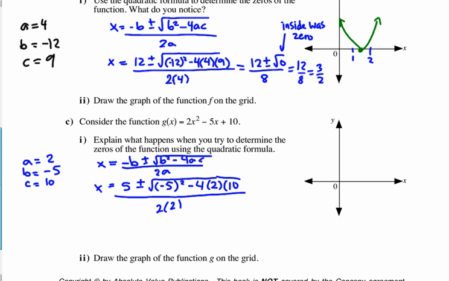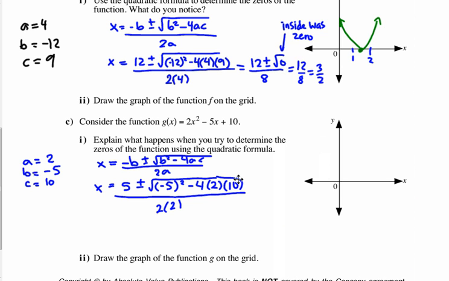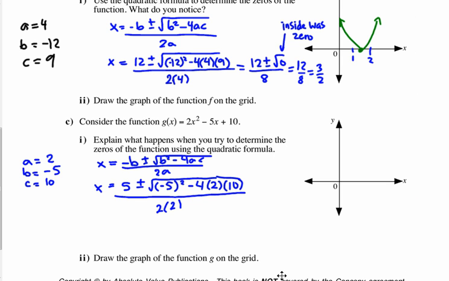So let's figure out the inside of our square root now. So grab our calculator. Just the inside. So negative 5 squared. What happens when you square? Positive 25. Oh, I forgot to close a bracket. I hate when that happens. Minus 4 times 2 times 10. 80. 25 minus 80, what? Negative 55. What do you notice?